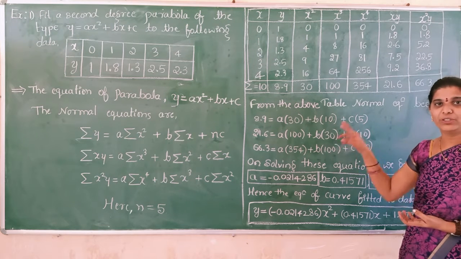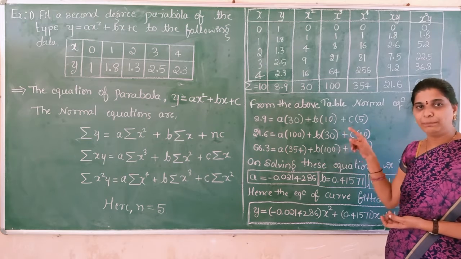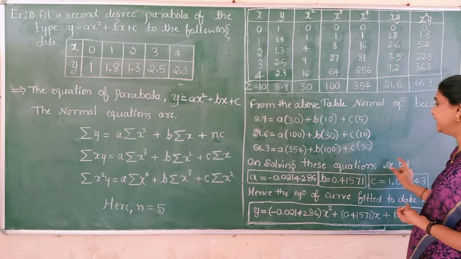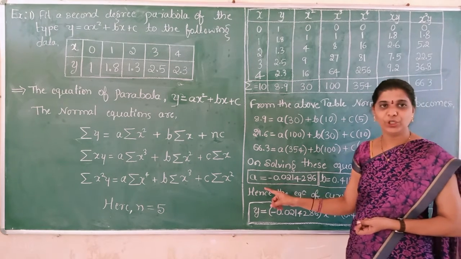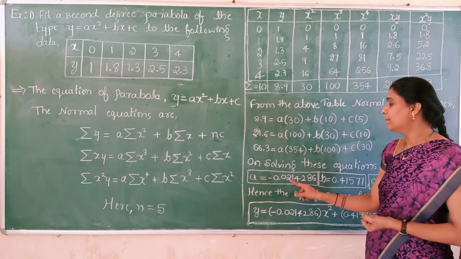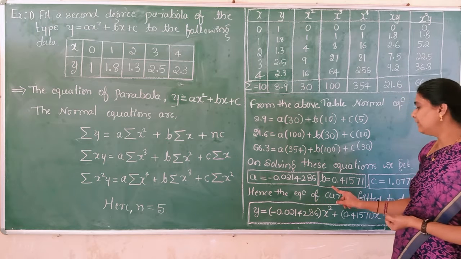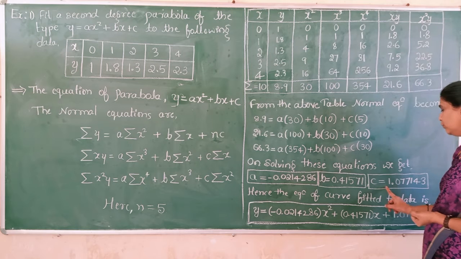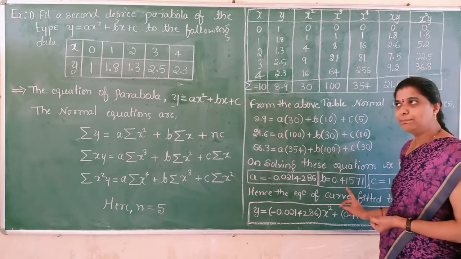Again we have to solve these two equations in a and b. Either we eliminate a or we eliminate b, and we get the values of a or b itself. Same thing which we have done here, solving these three equations. After solving, we got the value of a is equal to minus 0.0214286, b value we get 0.41571, and c value we got is 1.077143 itself. Now we have the values of a, b, c.